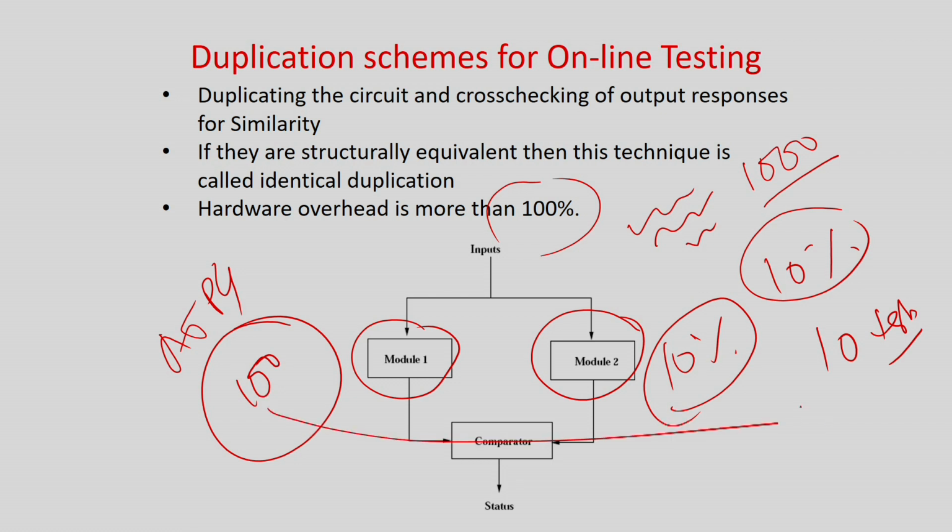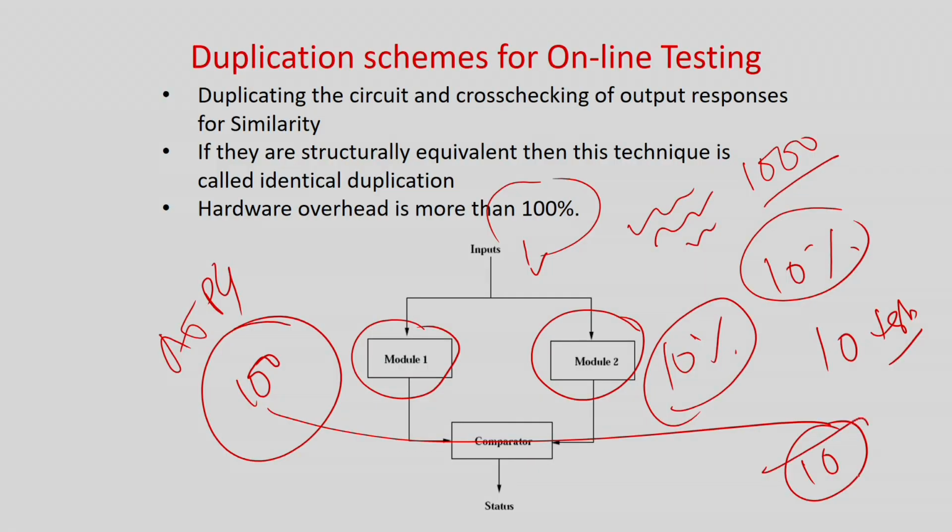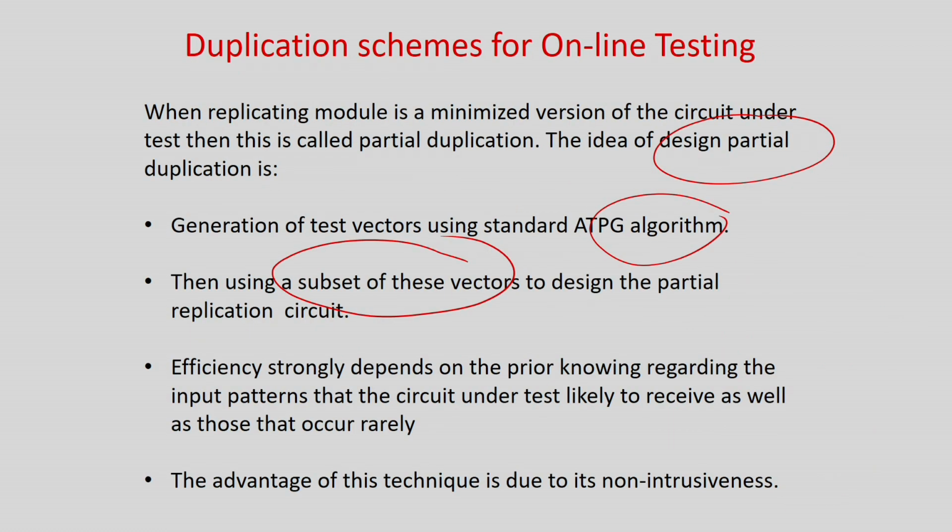So I will take only 10% of 100, that is 10 vectors, and I will design module 2. Module 2 will be a replica of this circuit, but a miniature version, because only if these 10 important test vectors appear in the circuit will I do the test. You cannot apply arbitrary test vectors in online testing; vectors are coming. So whenever these important test vectors come, you go for the comparison. That is the idea of partial replication: take only the important test vectors, and whenever those vectors arrive at the input, because you cannot control the inputs, you go for testing.